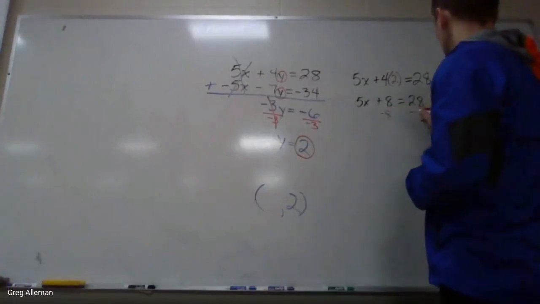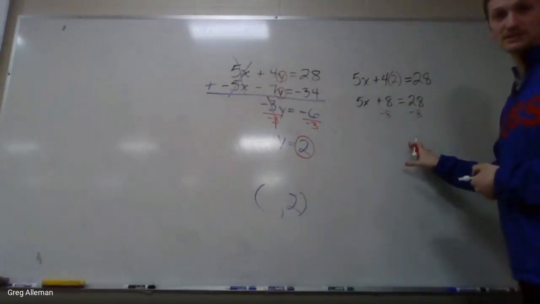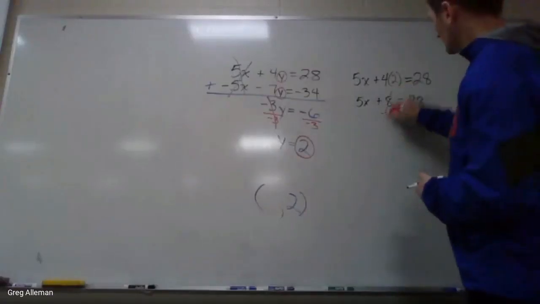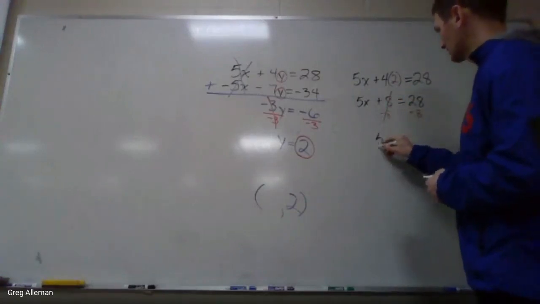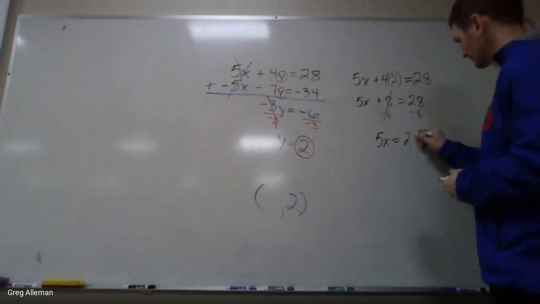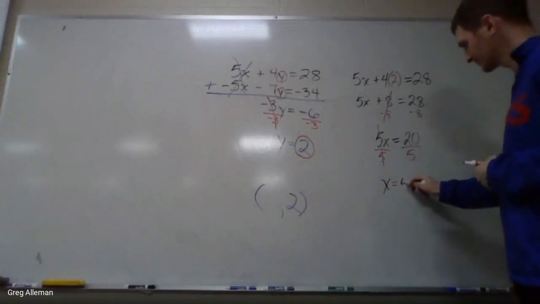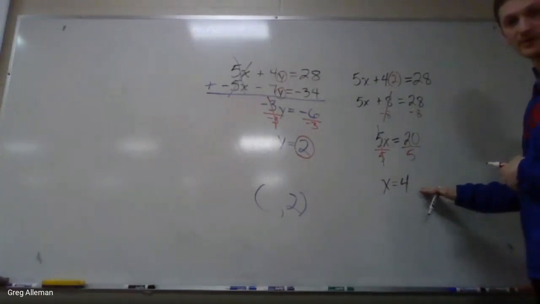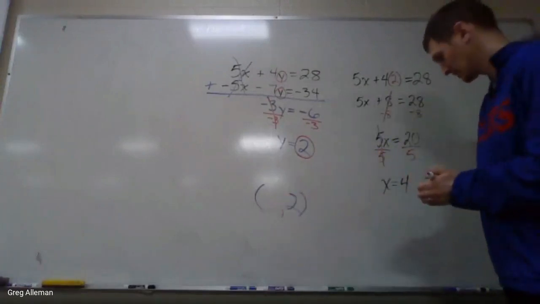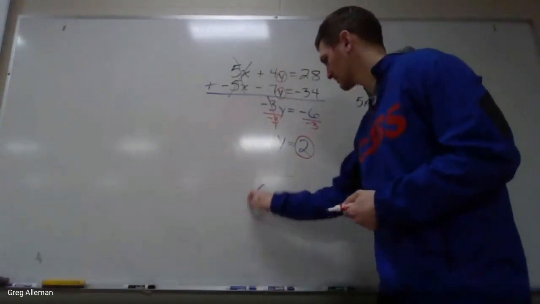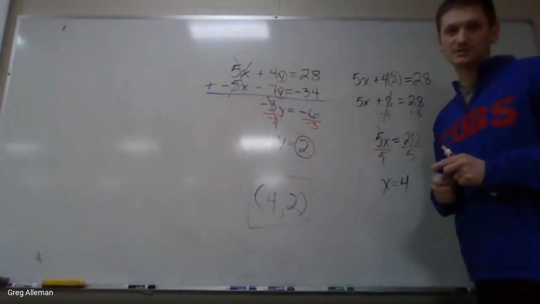Subtract 8. Does that make sense to subtract 8? Okay. All right. That cancels. Then 5x comes down, equals 20. And then divide by 5. And then x is equal to 4. So now that's the other part of our final answer. We can plug 4 in that spot. So 4, 2 would be the answer.